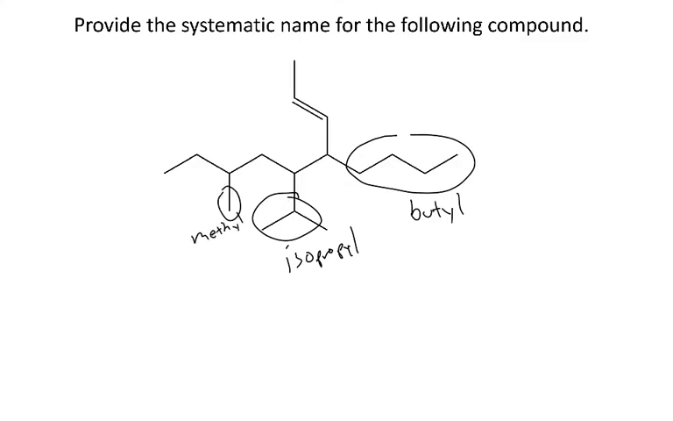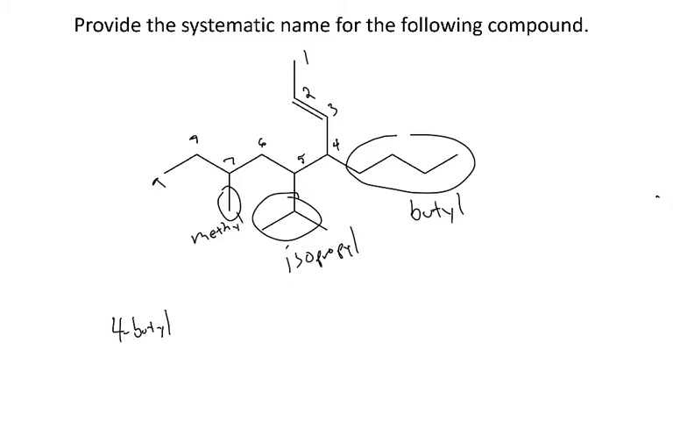And then I have a methyl. When I'm numbering my parent chain, the carbon-carbon double bond has to have the lowest number. So I'm going to start numbering from this end. And so I have 1, 2, 3, 4, 5, 6, 7, 8, 9. When I go to list the substituents, the butyl is going to be first alphabetically. So I have 4-butyl.